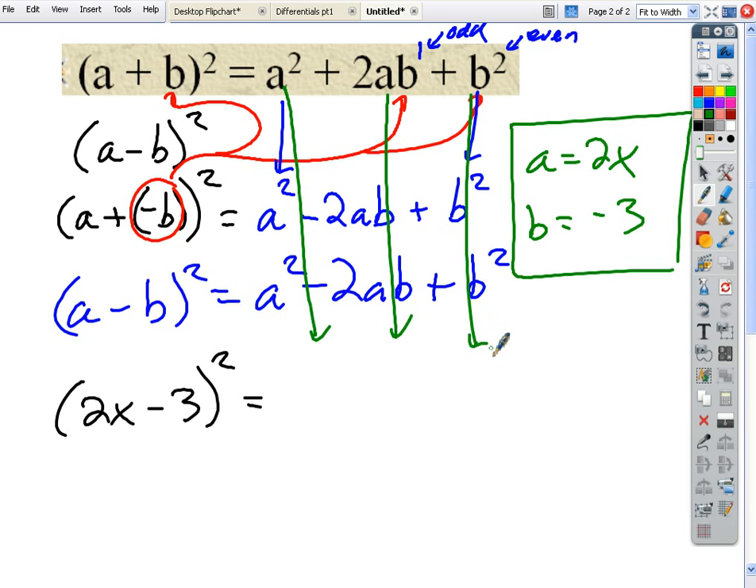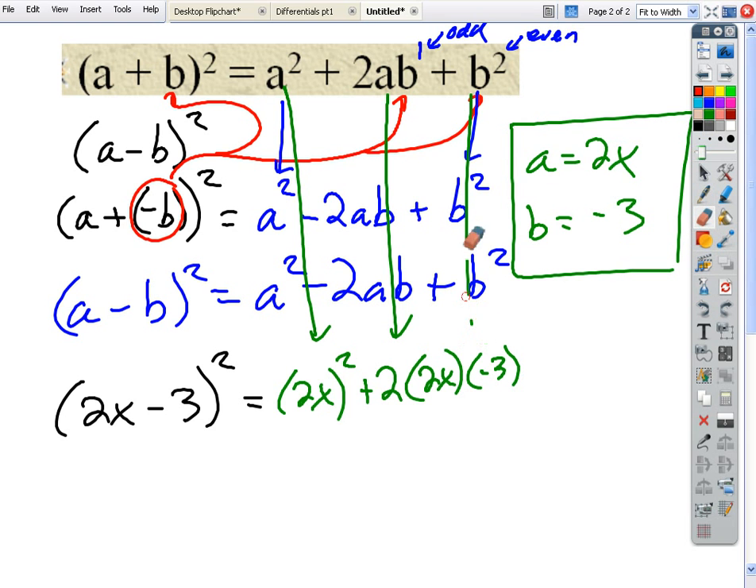What do we get from those? A squared, what is the quantity, is going to be the quantity 2x squared, right? Plus 2 times a, 2x, times b, negative 3, plus b, which is negative 3 squared.